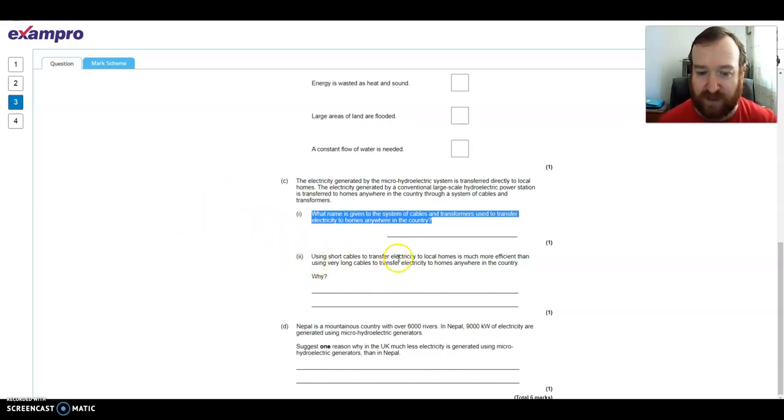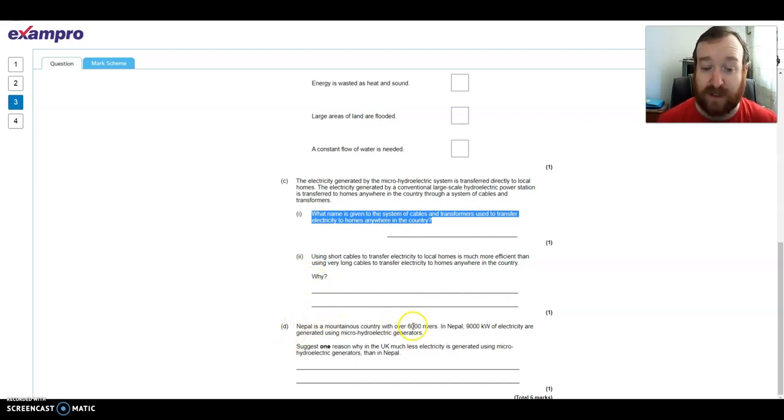Using short cables to transfer electricity to local homes is much more efficient than using very long cables to transfer electricity to homes everywhere in the country. Why? Whenever you get energy transfer, something happens. Some energy is wasted. If you use short cables, less energy will be wasted as heat.